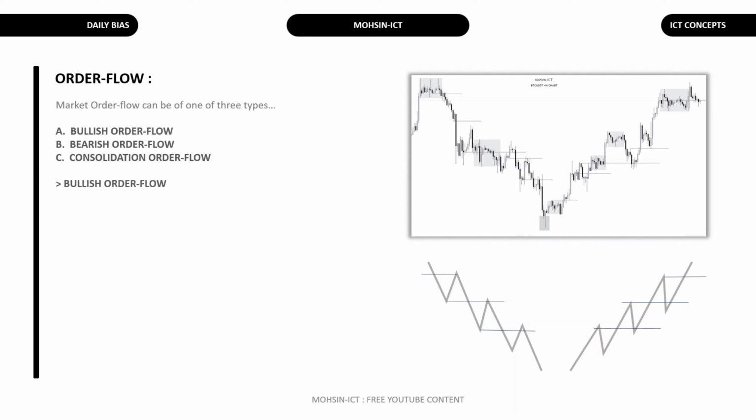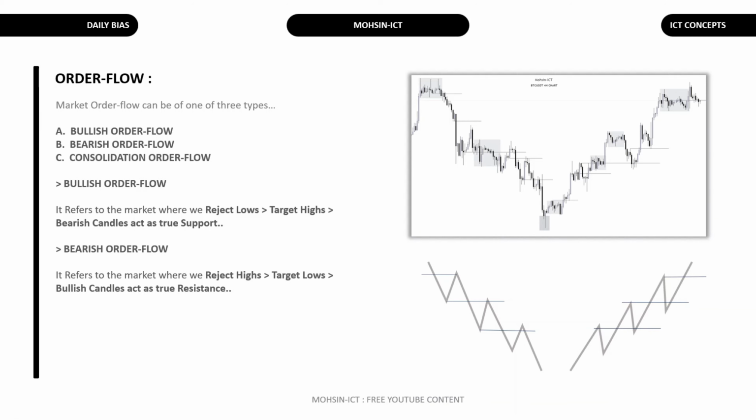A bullish order flow refers to the market where we reject lows, target the highs, and bearish candles act as true support. So each set of bearish candles will help us go higher toward our drawn liquidity, which would be buy side liquidity. While a bearish order flow refers to the market where we reject the highs, target the lows, and each set of bullish candles will act as true resistance, which will help us go more aggressively toward the sell side liquidity lower.